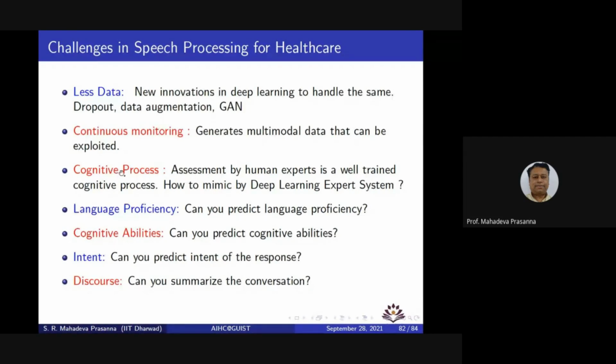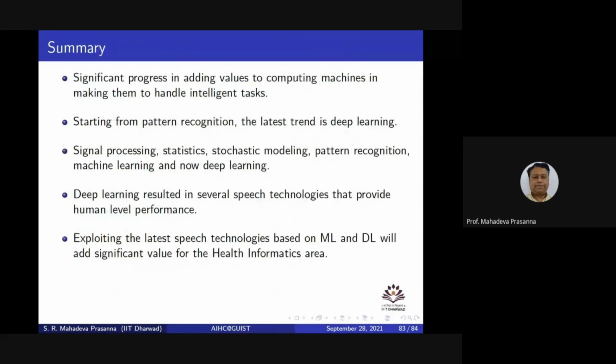Any of these speech health related tasks is a very fine level cognitive task performed by well trained human experts. How to mimic that cognitive process in a deep learning based expert system is the future course of action that we have to look into. Of course, there are many other things. For example, you can build a language proficiency system that you can exploit for many healthcare tasks. You can do cognitive abilities testing, which you can use for some health related tasks. Similarly, you can use it for intent prediction and discourse. All these things can indeed be useful for the healthcare domain.